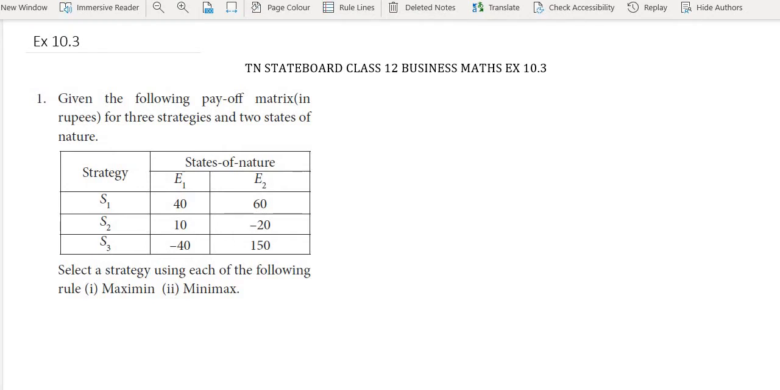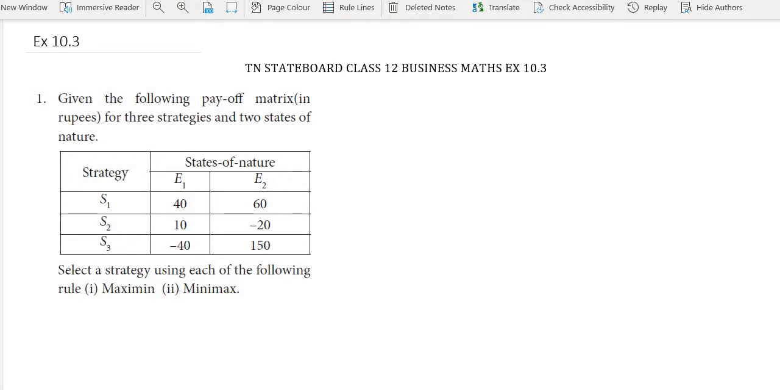In this video, we are going to discuss TN State Board Class 12 Business Maths Exercise 10.3. Question number 1. The question is, given the following payoff matrix in rupees for the 3 strategies and 2 states of nature. Select a strategy using each of the following rules, max-min and min-max.